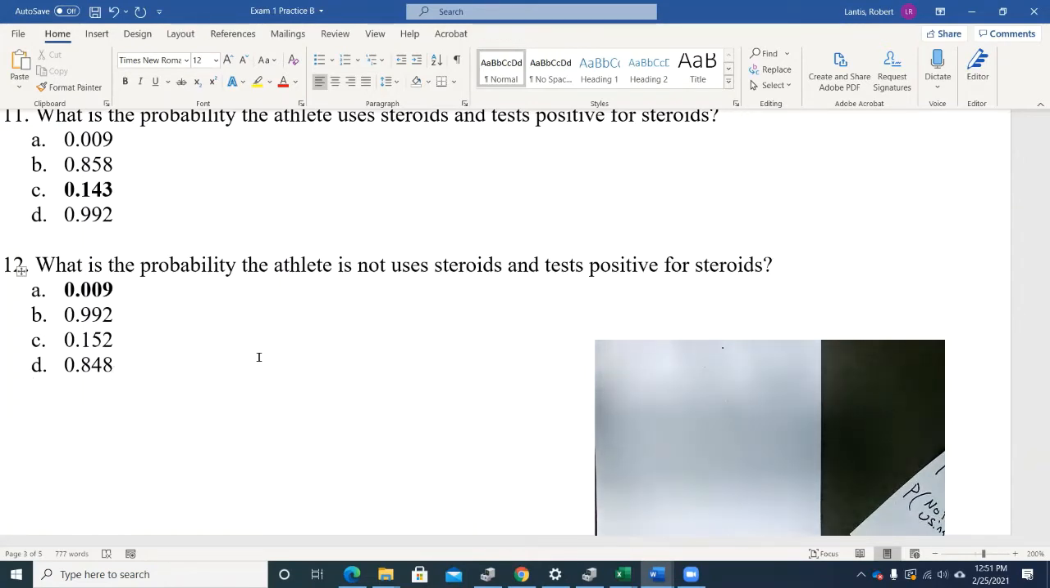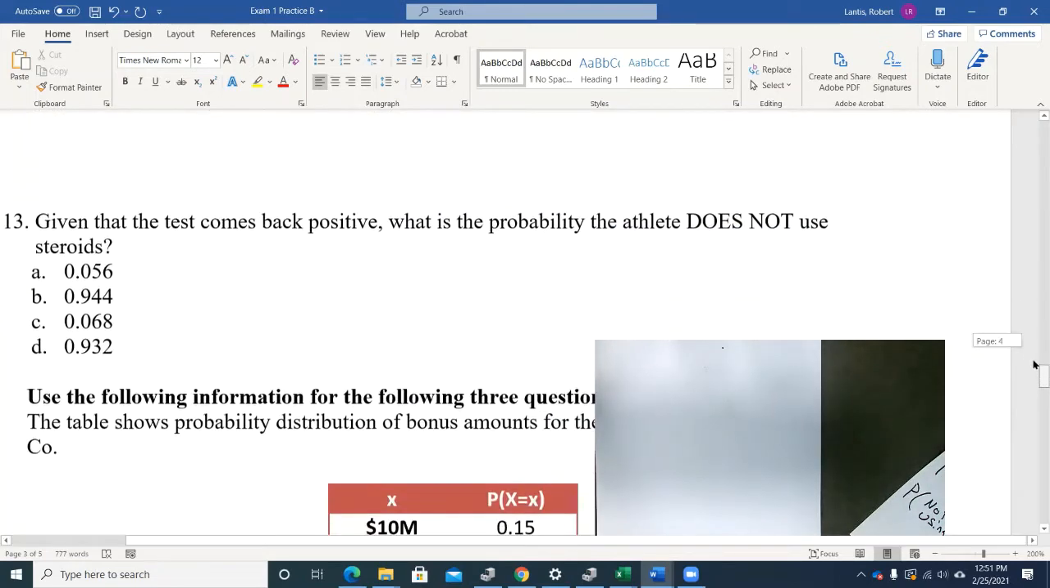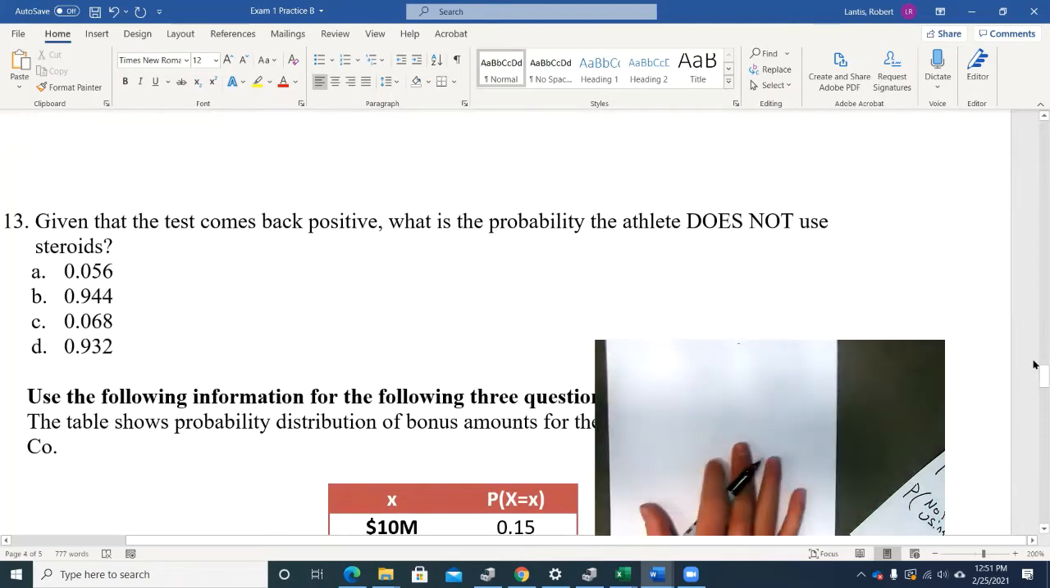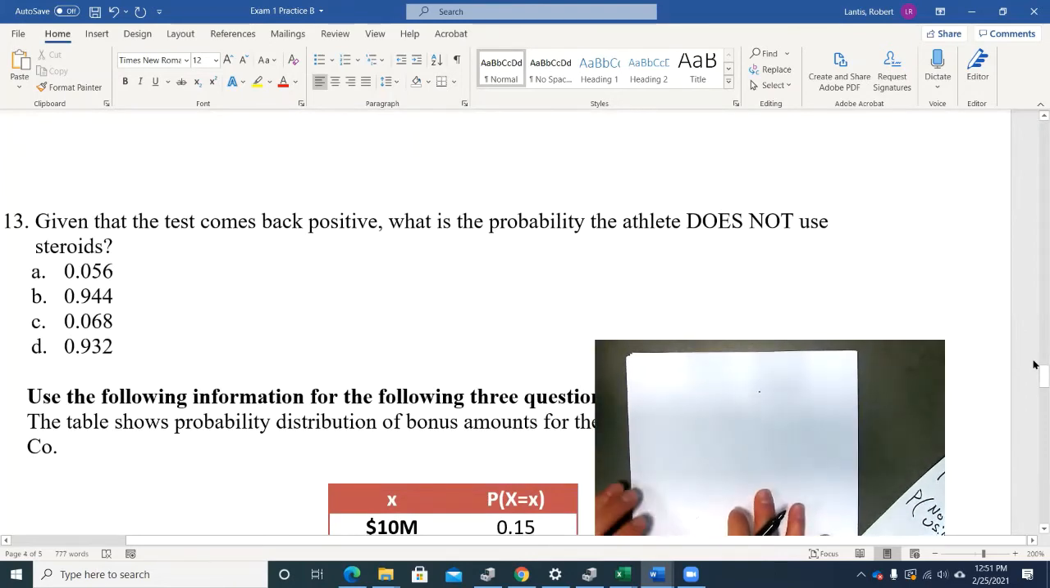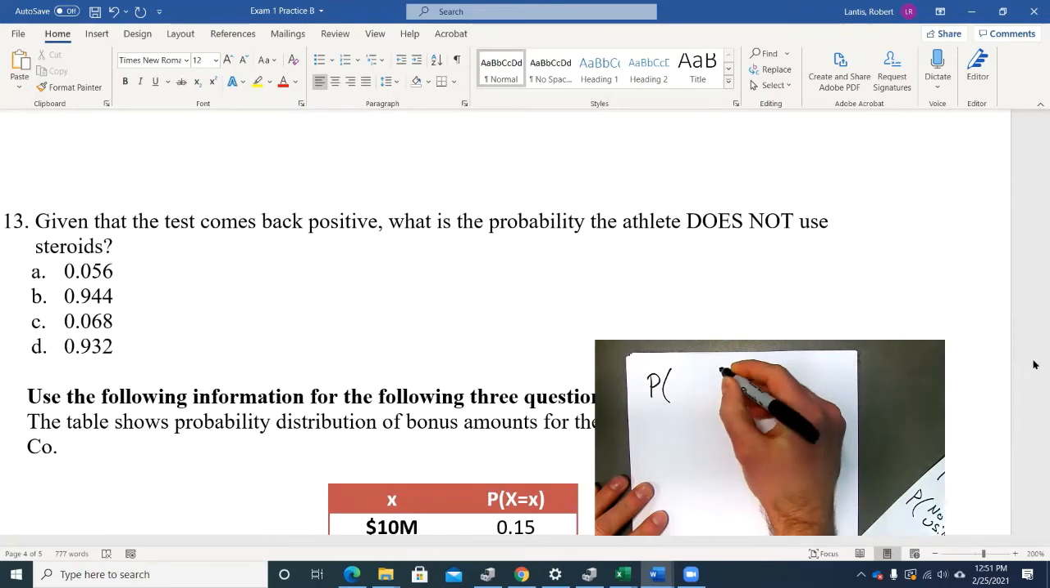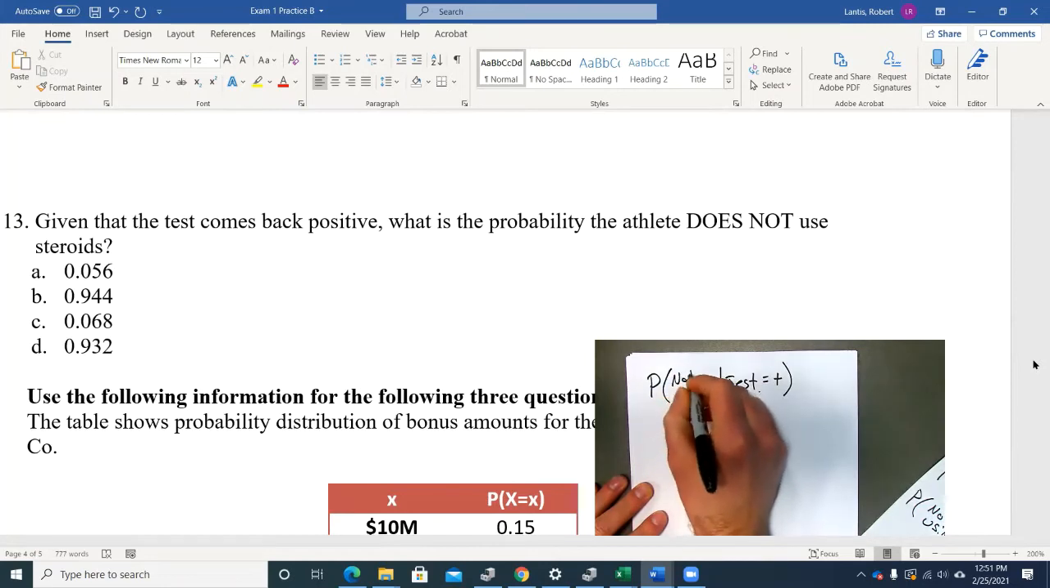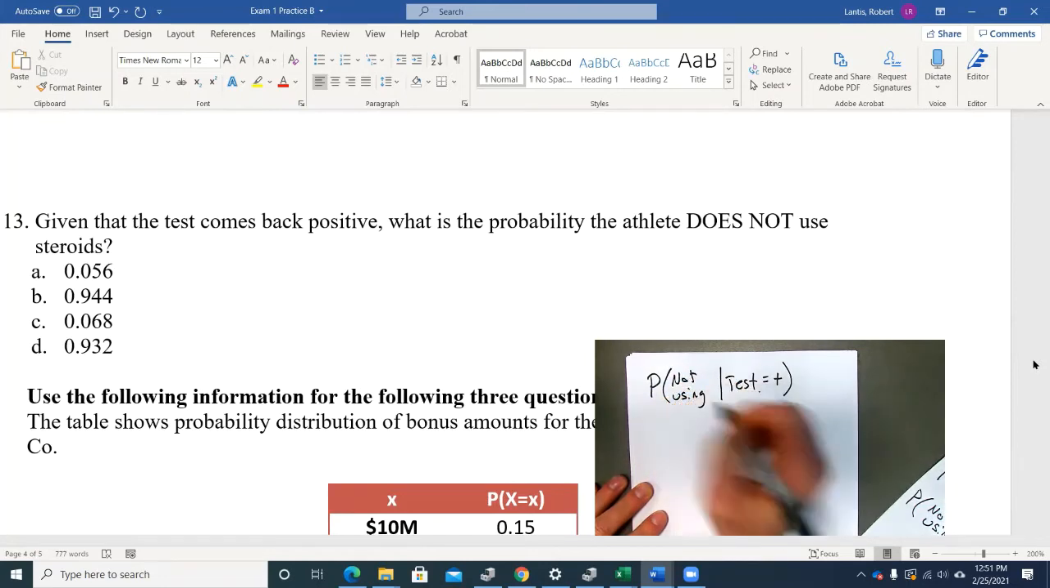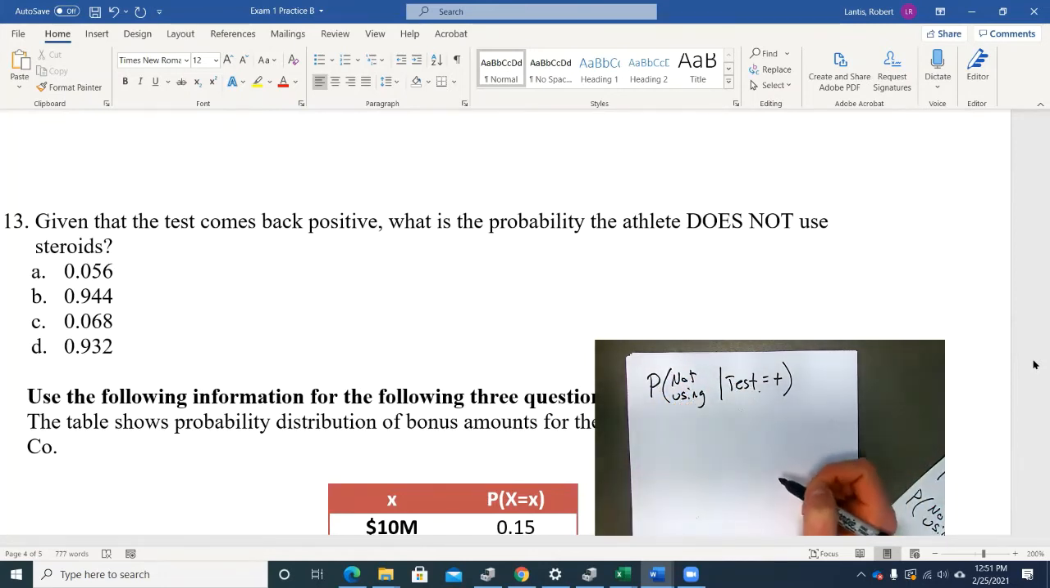So we'll scroll down here, go to question 13. And it always starts out, let's write out what we're looking for. Okay. So given that the test comes back positive, what's the probability the athlete is not using or does not use? So here we've got a conditional probability. So given that the test comes back positive, what's the probability that they're not using? Okay, that's what we're looking for.